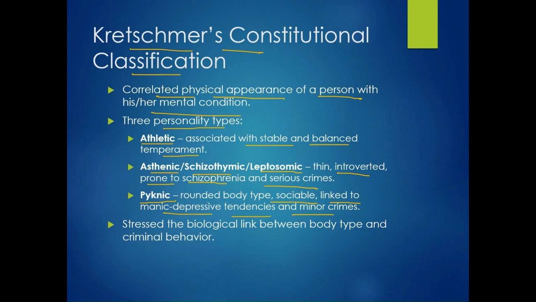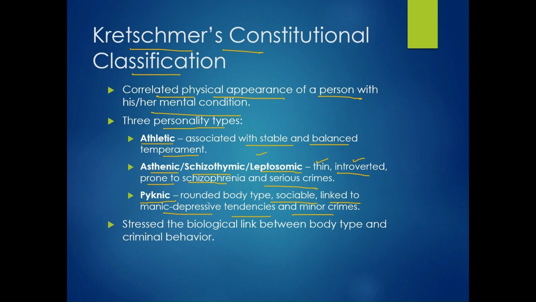So there are three main categories. First is athletic. These are people who are muscular and balanced and are often emotionally stable also. Then there are asthenic people who are thin, introverted, but there is a chance that they can suffer from schizophrenia and can perform serious crimes. Then there is the pyknic body type, which are people who are short, who are round, but they are very likable, sociable. Sometimes they are linked to mood disorders or even minor crimes.